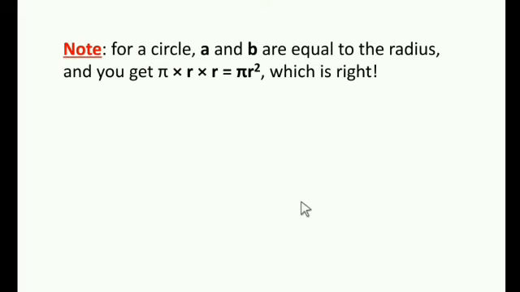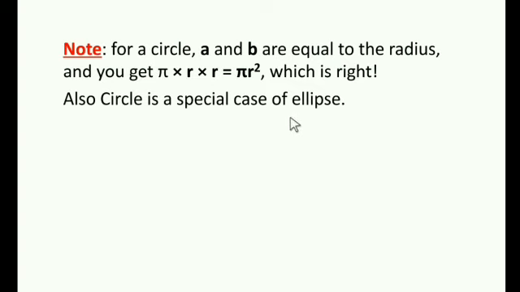Note, for a circle a and b are equal to the radius and you get pi r cross r, pi r square, which is right. If we consider a and b are equal, at the same distance, then we will get the area of the circle, which is pi r square. Also, circle is a special case of ellipse. It is a very important case, and it may come in MCQs or entry test MCQs that circle is a special case of ellipse. In ellipse, if we take a equal to b, that is the major and minor axes are equal, then we will get a circle.